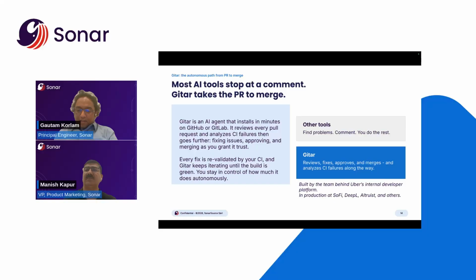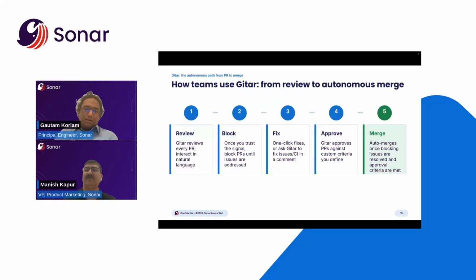Okay. And let's look at how teams use Gitar. So this is the typical journey on how teams intend to use the Gitar agent. Once you install it, by default, on every PR you open, you will get a review from Gitar. And you can interact with Gitar in natural language. You can ask it questions. You can ask it to dismiss a finding if it is maybe intentional or something you want to tackle later, or you can ask it to fix things as well.